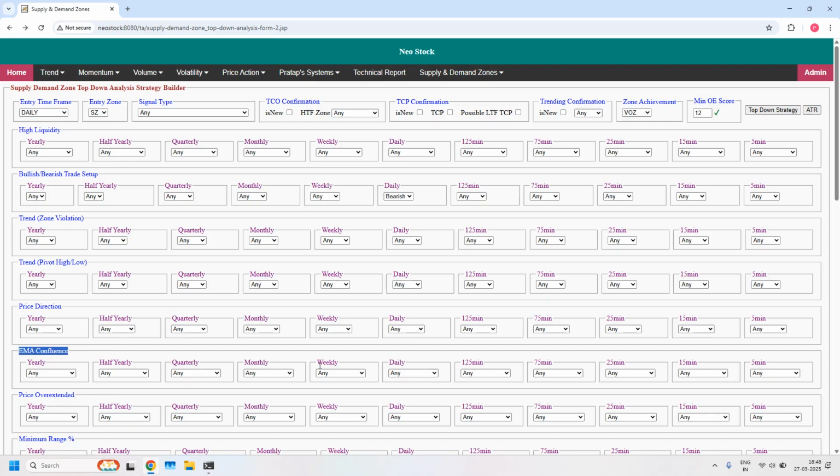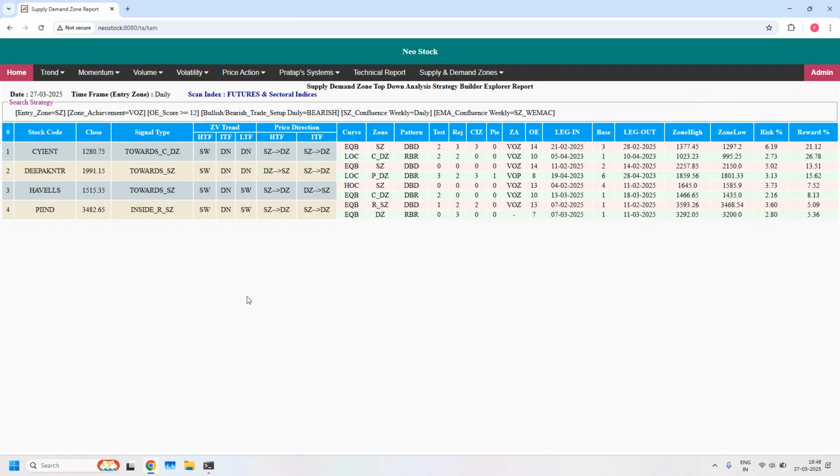EMA confluence at weekly time frame, because daily is overlapped with weekly. So we are checking whether the weekly supply zone has weekly EMA confluence. Anyway, trend is down, so we can filter. Out of 5, we got 4 stocks. So all these are weekly supply zones having weekly EMA confluence. Inside that, the daily supply zones are there.